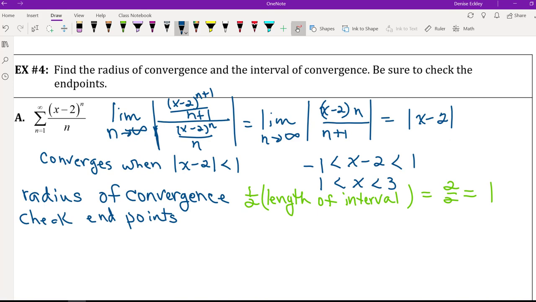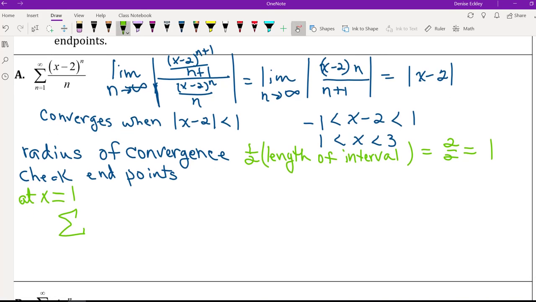So first one is going to be at x equals 1. So what's going to happen? So let's set up our infinite series. So we have the summation from n equals 1 to infinity of what happens when we put 1 in our series here. Let me use a highlighter so you can actually see what I'm doing. And what we get is -1 to the n over n, which is our alternating harmonic series.